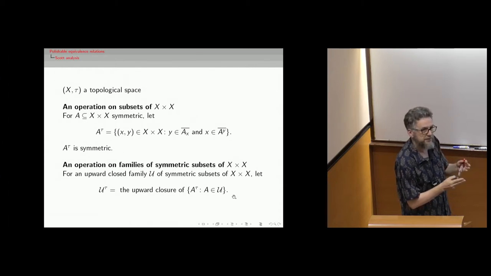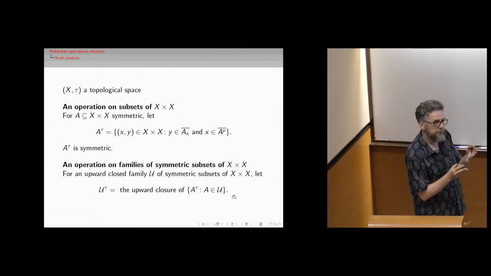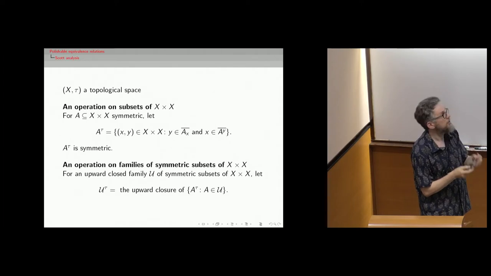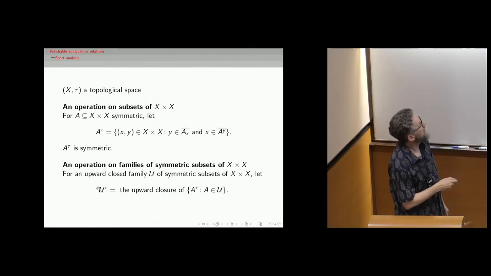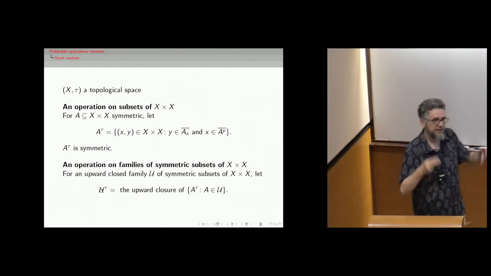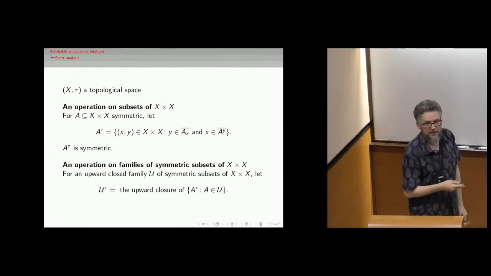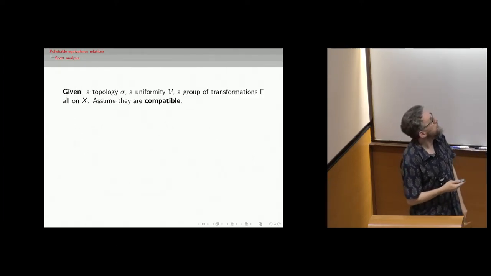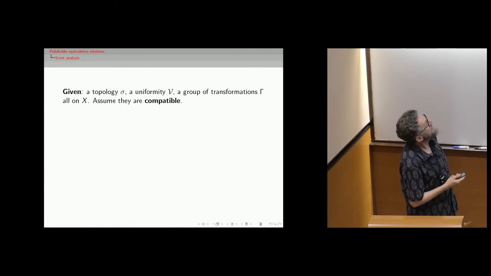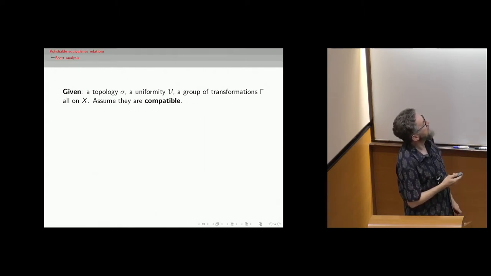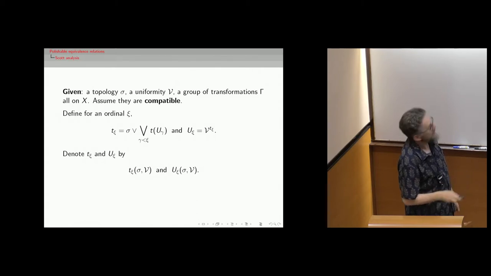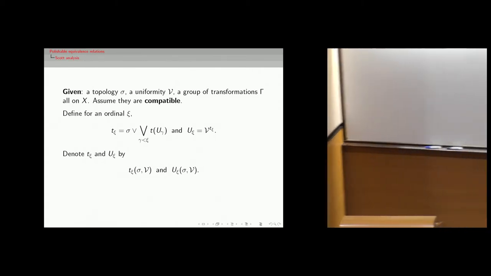It's a smaller family. So for example, it will give me a poorer topology. So this is my U tau. So if I have a uniformity and a topology, I'll produce another uniformity, hopefully U tau. And then, assume I have the situation that I have when I define my equivalence relation: a topology, a uniformity, a group of transformations, assume they are compatible, and then I just run this procedure.